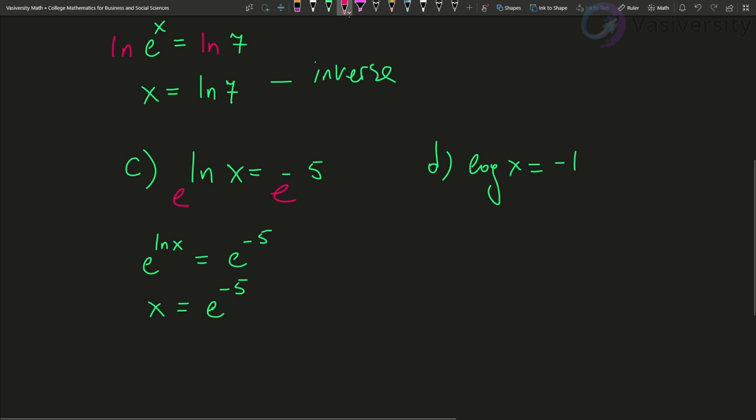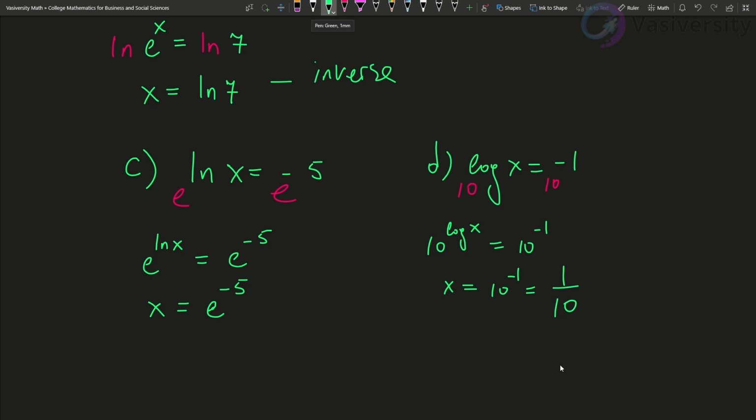So what we would have to do, we would have to put everything to the power. So essentially 10 to the power of the left-hand side and 10 to the power of the right-hand side. So we're going to have 10 to the power of log x is equal to 10 to the power of -1. So log and 10 cancels out because we are dealing with the logarithm base 10. So we're going to have that x is equal to 10 to the -1, or the same thing as 1 over 10. All right, perfect.